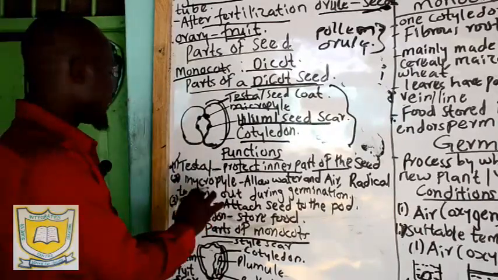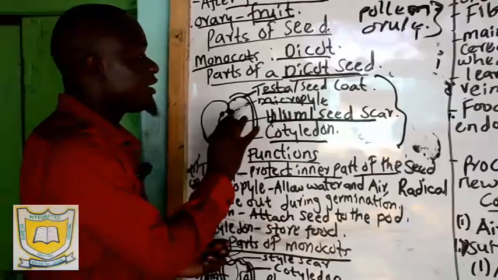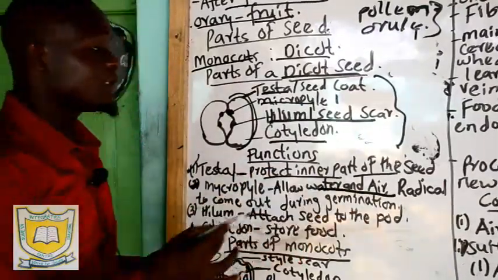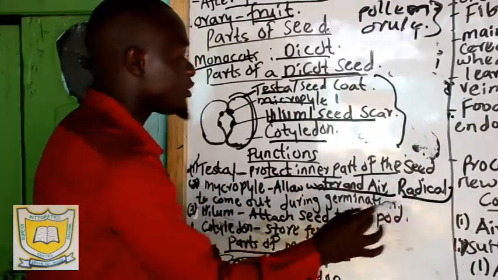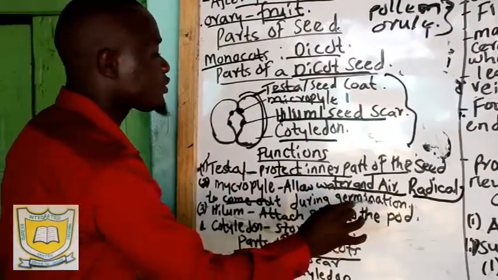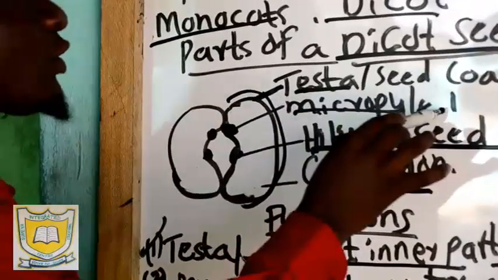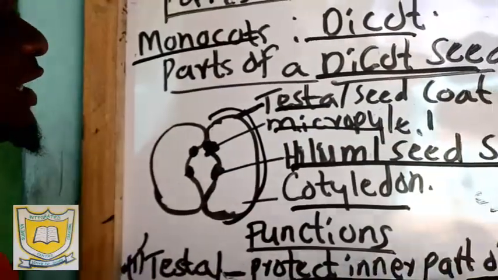Now water enters into the seeds through this small part here, which allows entry of water and air. Now during germination, we are going to discuss it. During germination, the radicle grows through the micropyle. The micropyle, number one, allows growth of the radicle. Number two, it allows entry of water and air.